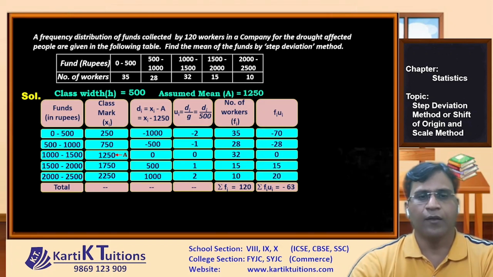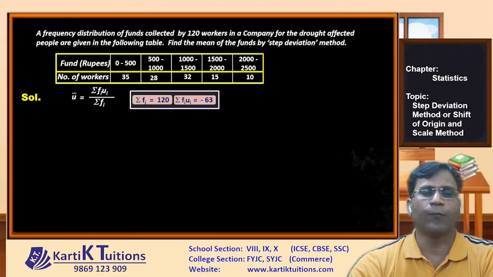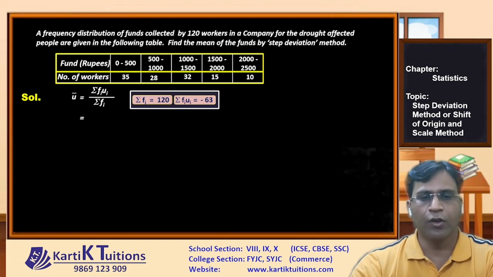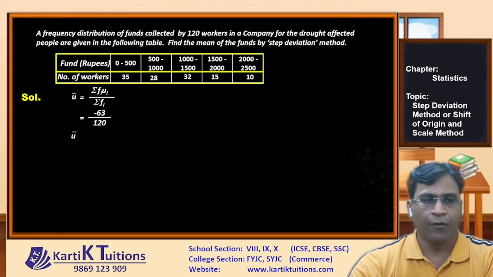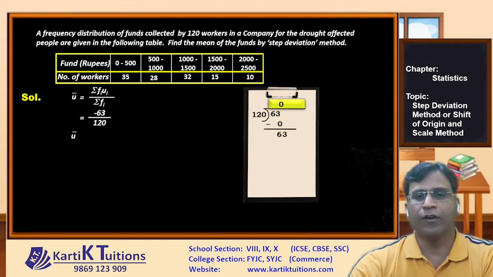Now let's find the mean u. Now when I say mean u, the formula will be summation of fiui upon summation of fi. Now what is the value of fiui? It is minus 63 upon 120. Now here we have to divide. There is no other option. So we'll divide 63 by 120. Now see, 63 is lesser than 120. So we need to take the decimal first. So first we'll take 0 and then we'll take the decimal.